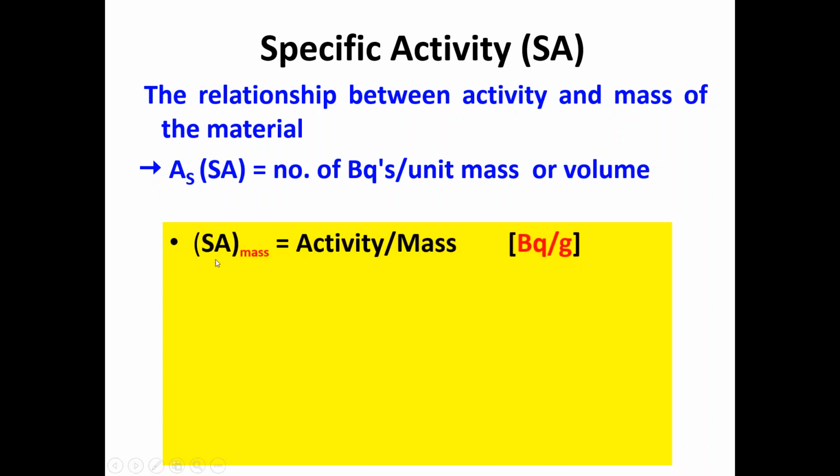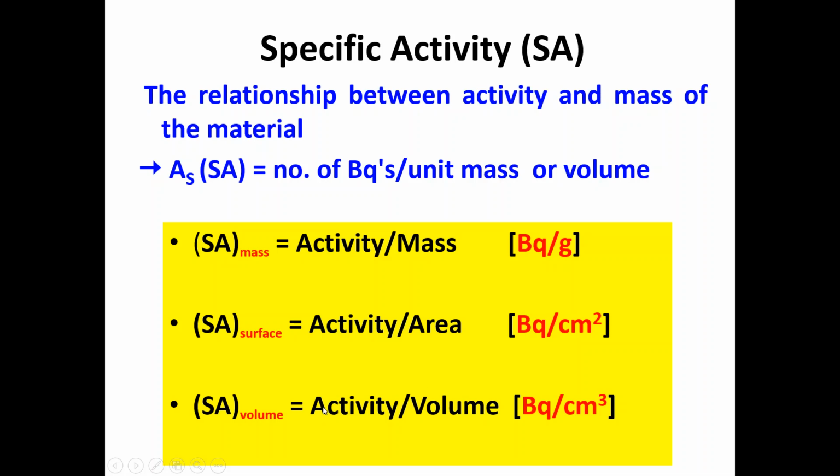So specific activity in terms of mass is equal to activity divided by the mass. The activity is measured in becquerel and mass in gram. If we take activity in terms of the surface, that is equal to activity divided by the area, with activity in becquerels and area in centimeter square. If we take the specific activity in volume, it is equal to activity divided by the volume, again activity in becquerels and volume in centimeter cube. So we have the definition for specific activity in terms of mass, surface and volume.